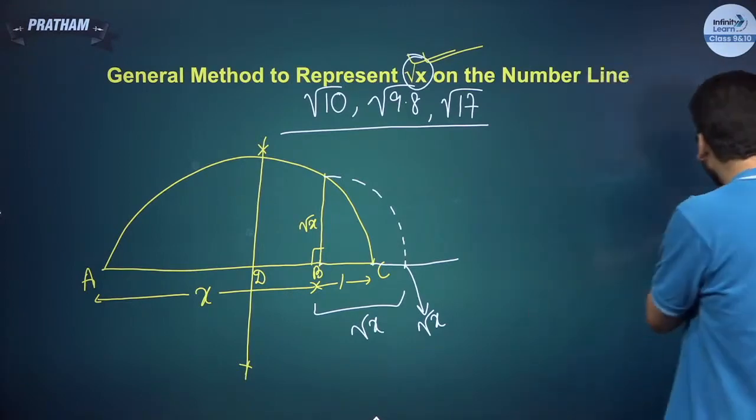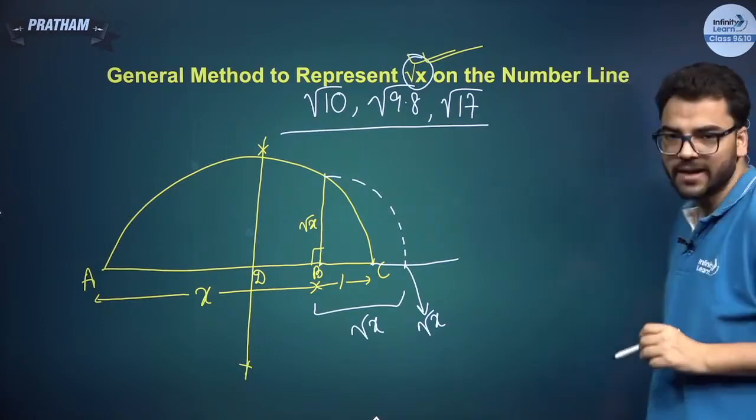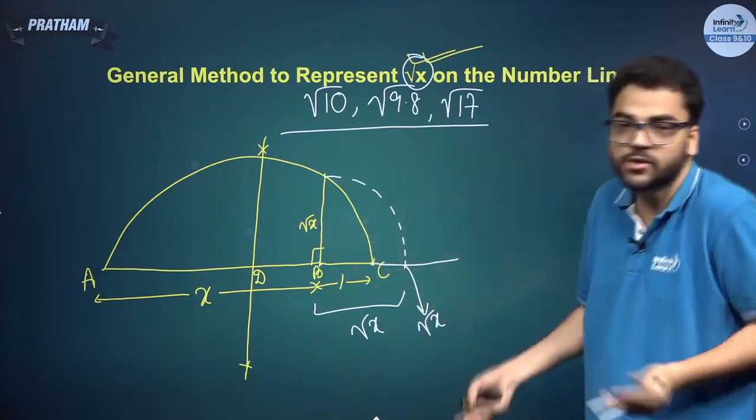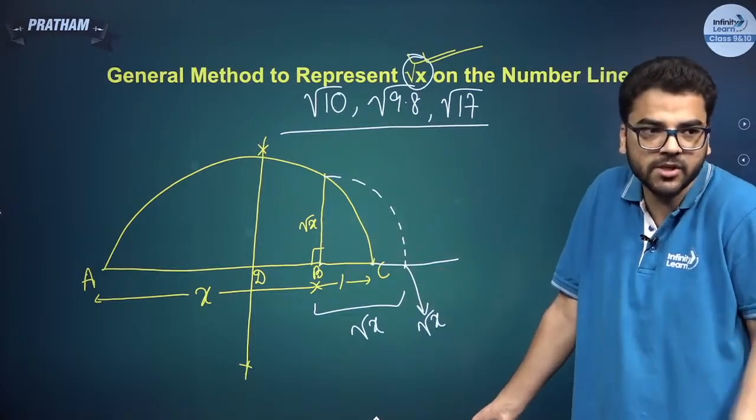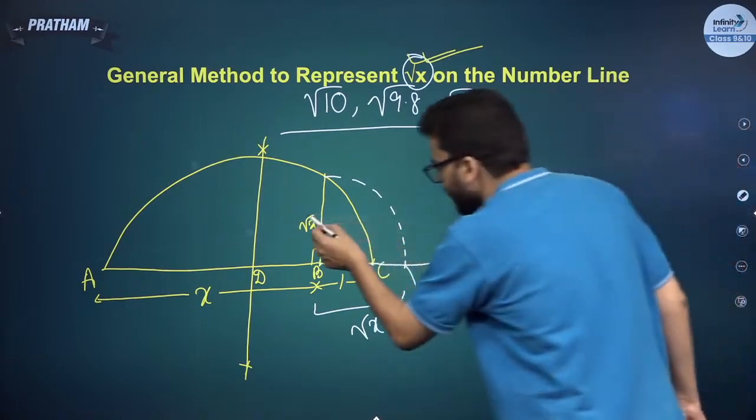Now there is a proof to it as well, that why this is actually working. You must know the proof as well, na? That why this is coming out to be square root of x in the first place. You must know the reason as well. So I'll explain the reason as well. It is not a big deal. See.